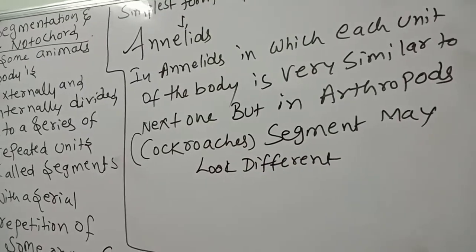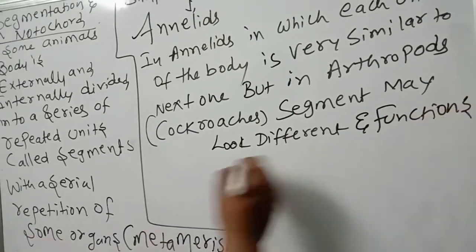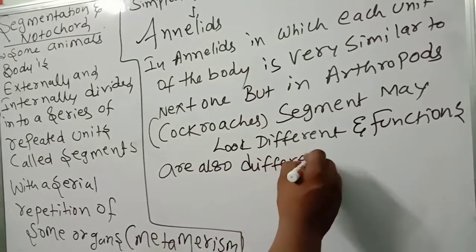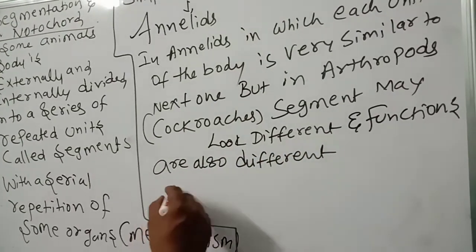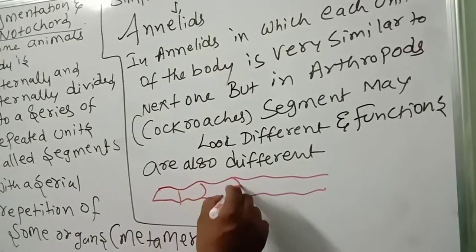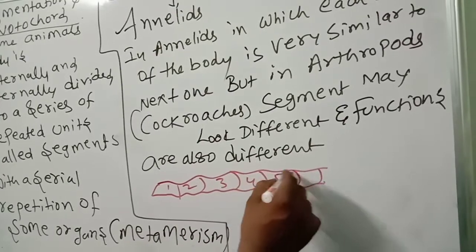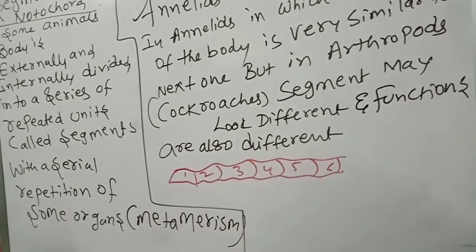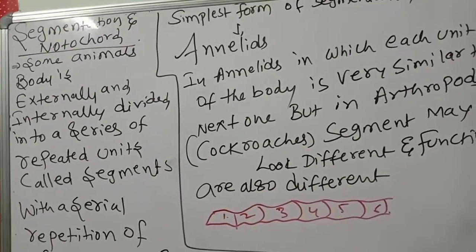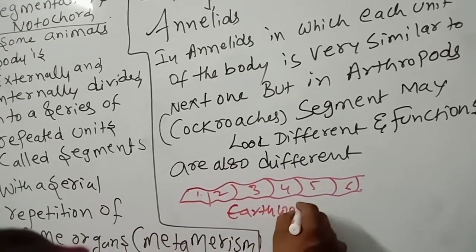So different, and functions are also different. For example, an earthworm looks like this: first segment, second segment, third segment, fourth, fifth, sixth segment. The repeated segments are similar, all segments are the same. That is called metamerism. So in the earthworm, all segments are similar and they have the same functions.